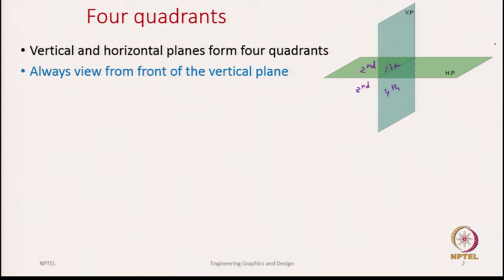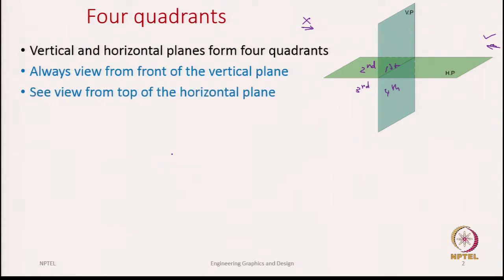Let us say you have an object and you are looking in this direction to capture the front view. You should be looking from the front of the vertical plane, which is correct. You should not be looking from the back, which is wrong. Similarly, to capture the top view, you should always view from the top of the horizontal plane, not from below. So this is the right way to do it and this is the wrong way to do it.